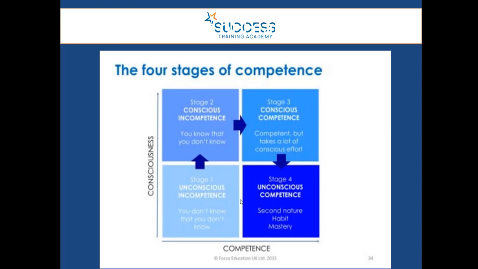Now, stage 1 is basically they don't know what they don't know, okay? So they're not even aware of a concept, right? So, for example, before I got my motorcycle license, I was completely unaware that a motorcycle had gears on it. I had no idea that a bike even had a clutch and gears on it. I just didn't know, okay?